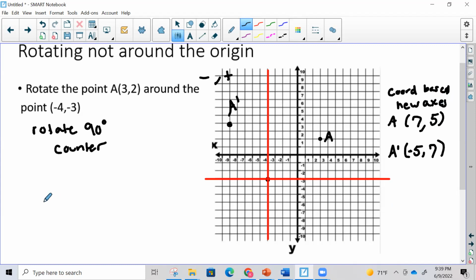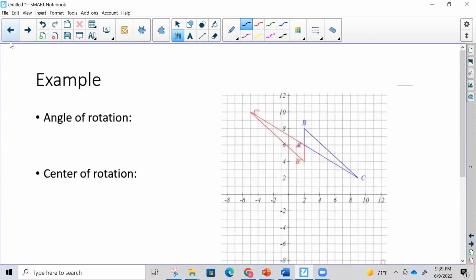So when I'm actually stating what A prime is, I go back to the original and figure out what this coordinate is. So this one, the X is -9 and the Y is 4. That would be my actual image point, -9, 4. This is just helping me to figure out rotating around this point. So that's one example of how to do it.